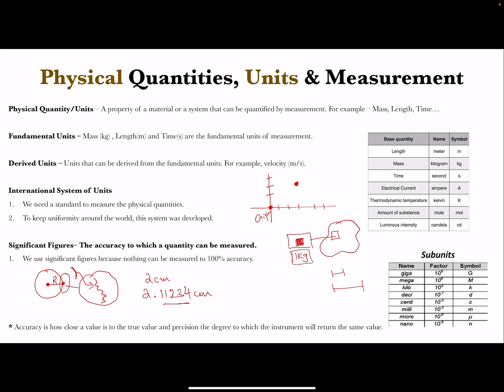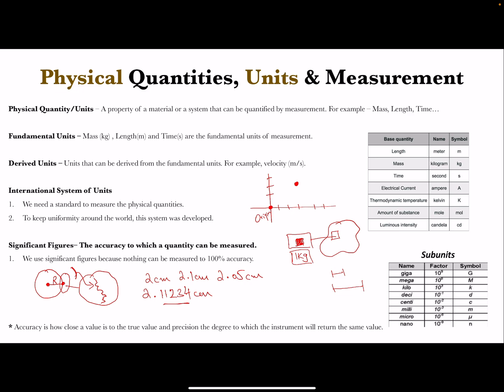All right, and what I mean by precision is, let's say I used the meter rule to measure this value and I got 2 centimeters, and if I use the meter rule again, the next time I'll get 2.1 centimeters, and the very next time I'll get 2.05 centimeters. So this says, you know what? The meter rule is quite precise because it's giving me values that are close to each other.